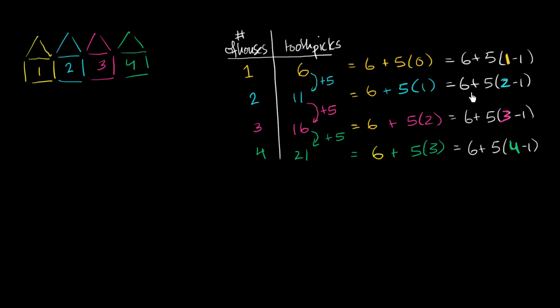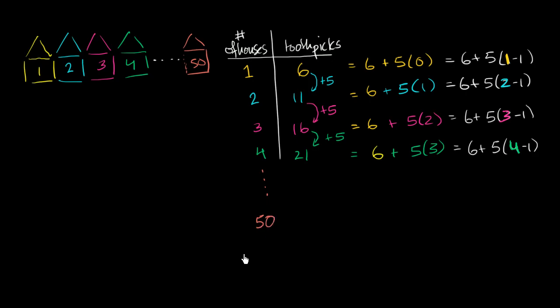So now I think we are ready to think about what would happen if we wanted to make 50 houses. So let's try to do that. This right over here, I'm going to do that in orange, is our 50th house. So this is the shared left wall it has. This is the 50th house right over here. So how many total toothpicks for 50 houses?